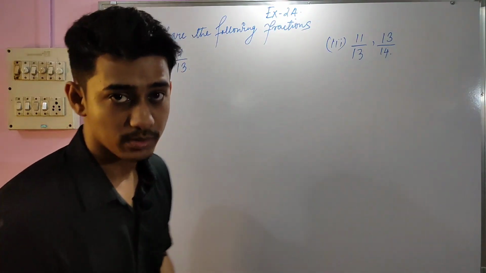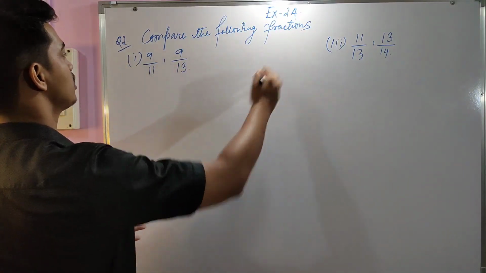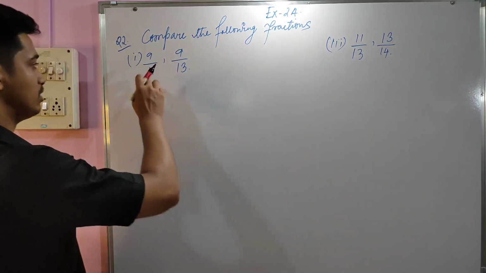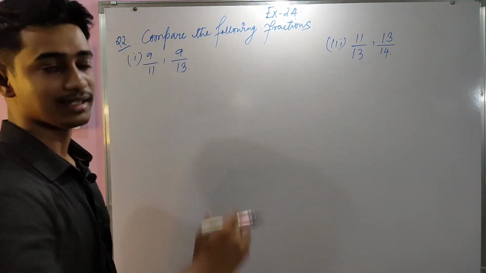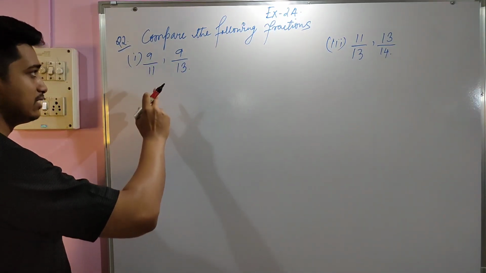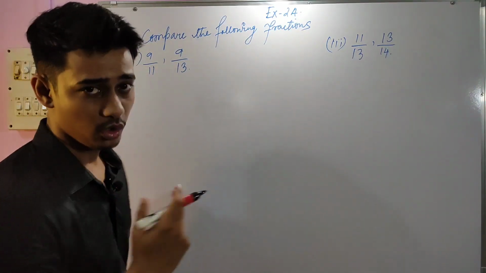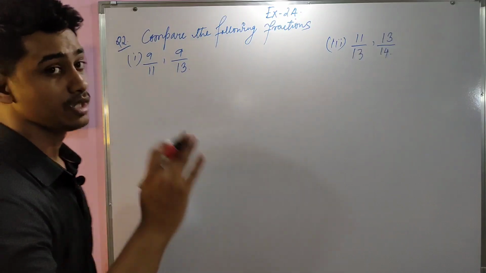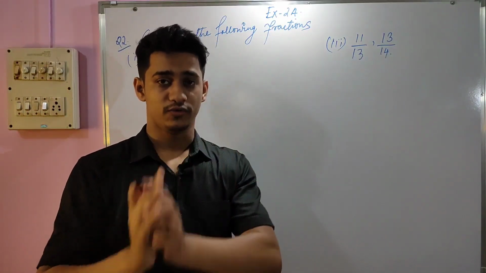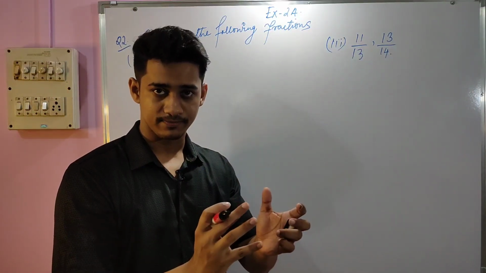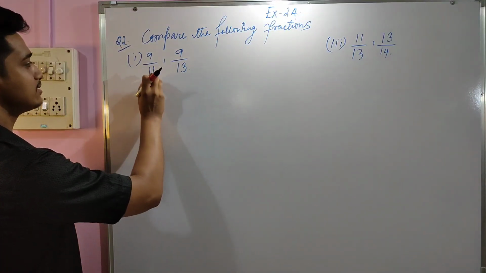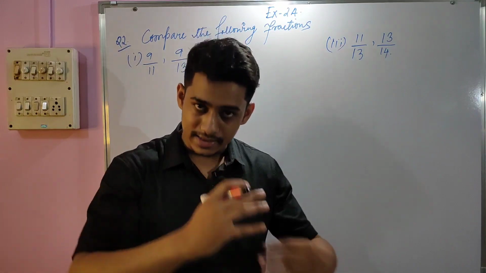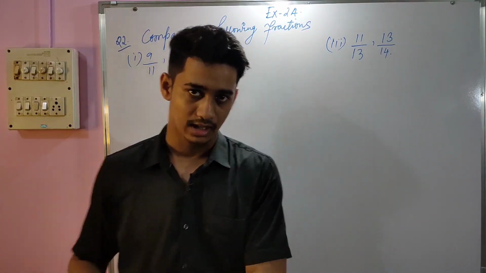So let's move on to question number 2. What is question number 2? Compare the following fractions. Compare means they want to know which fraction is greater or lesser than the other. Is 9 by 11 greater than 9 by 13, or is 9 by 11 less than 9 by 13? How do we find it? To compare two fractions, we first need to equalize the denominators. That is the first task.